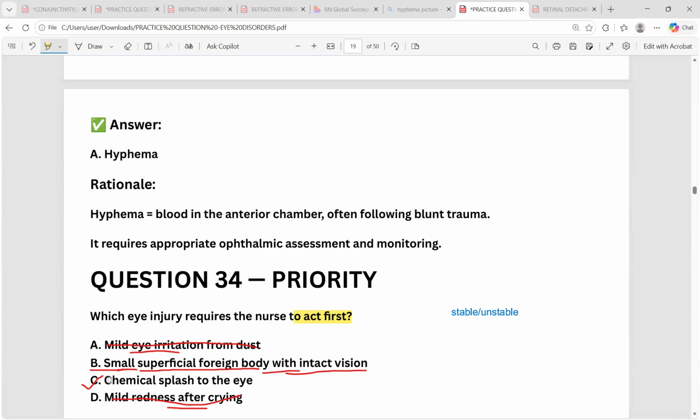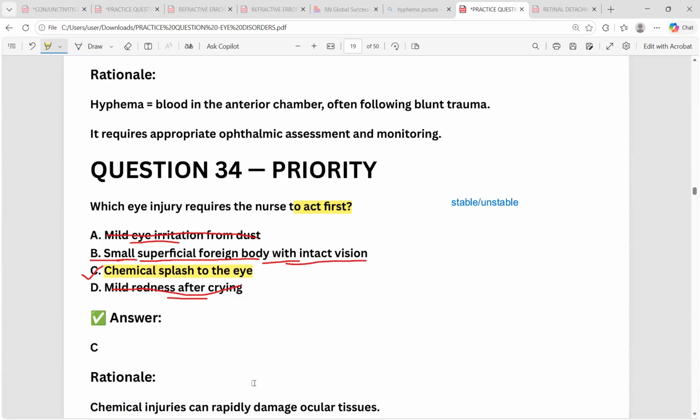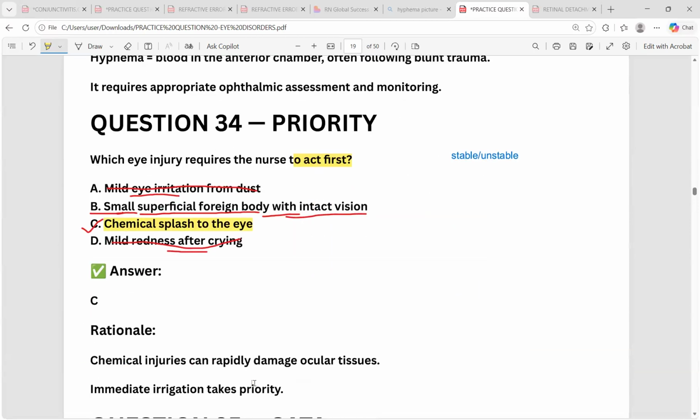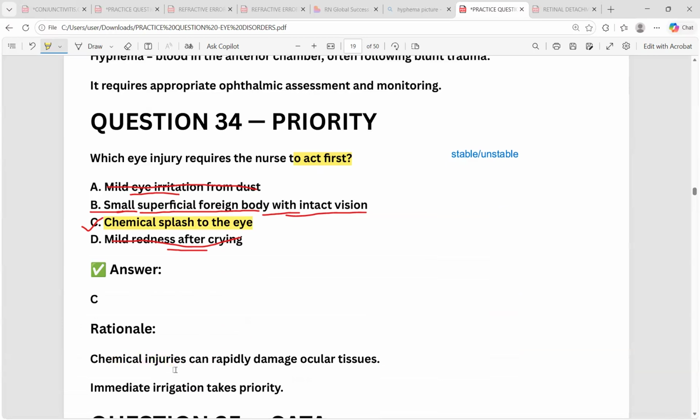Okay, we can check the answer here. What can be the possible answer? You have chosen option C as the correct answer. Yes, ma'am, option C, because if we delay the irrigation in a chemical injury, rapid damage can occur in the ocular tissue. So here immediate irrigation is necessary. That's the priority here. Okay, understood?